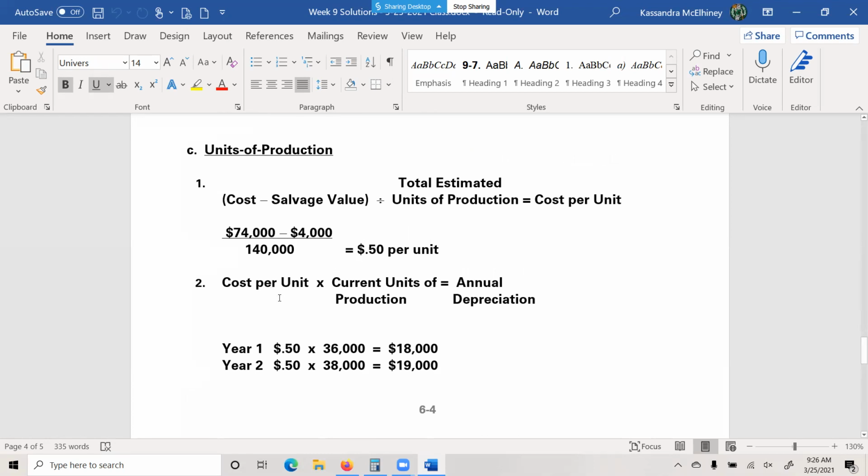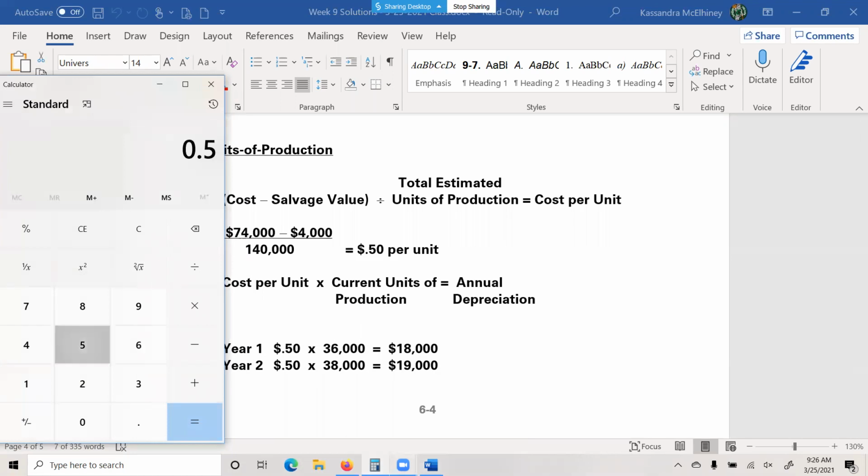So cost per unit was our 50 cents per unit times our current units of production given to us in the problem underneath the table of data. During year one, the machine produced 36,000 units. So to calculate our year one depreciation, 50 cents per unit was the rate we calculated above, times 36,000 units produced using this piece of equipment during the year.